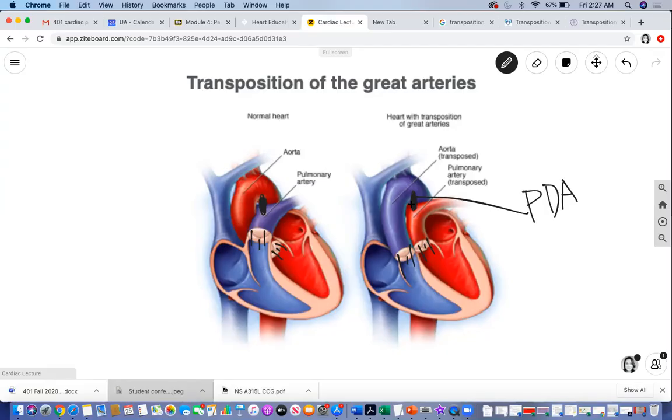So for number 3, what medication will be used to keep this open? We know that in order to close the PDA, we would use NSAIDs such as acetaminophen, ibuprofen, or indomethacin, because those are prostaglandin inhibitors. So in order to keep the PDA open, you could give prostaglandin, and that is given through a continuous drip. It comes in a little vial, and you mix it with some D5, and then you would infuse it continuously.